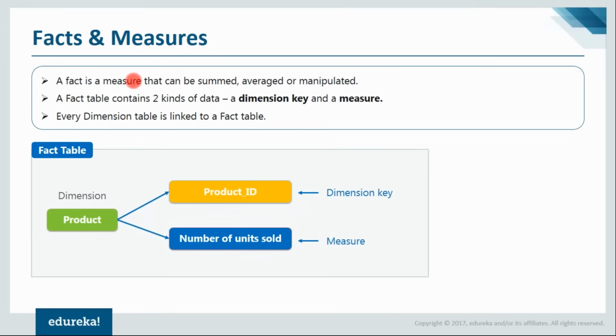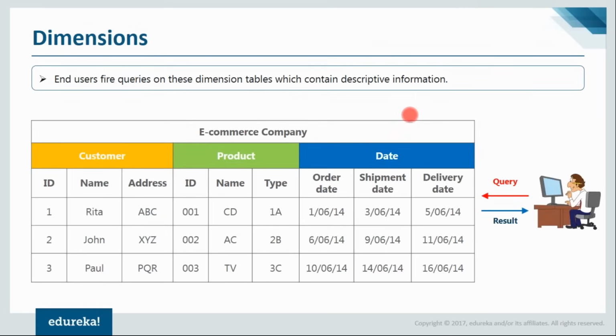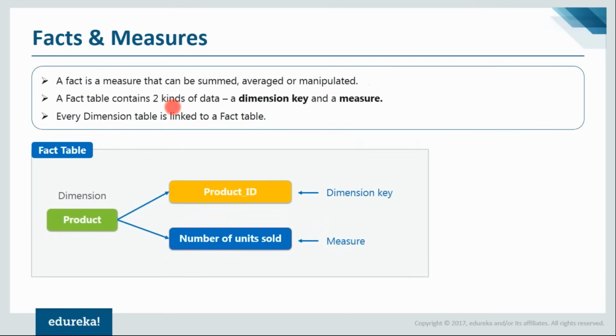A fact is a measure that can be summed, averaged, or manipulated. Okay, and every fact table contains two kinds of data, a dimension key and a measure. Now what this means is you will have all your dimensions in your data warehouse, but if you want to perform any kind of query, like any sorting or analysis or some kind of drill down, you can only do it if you have a fact. So for every dimension, you will have an associated fact, and using the fact, you can measure your dimensions.